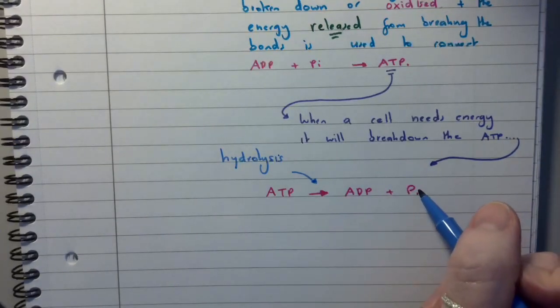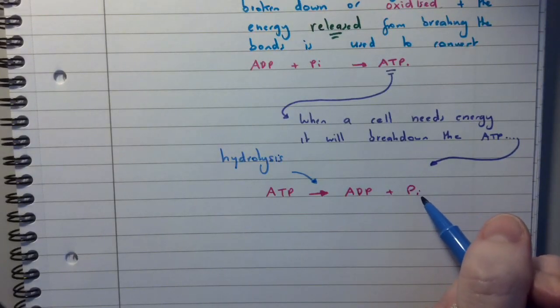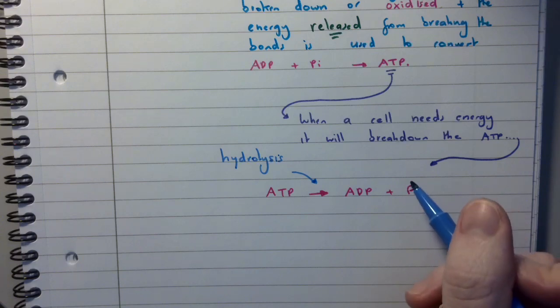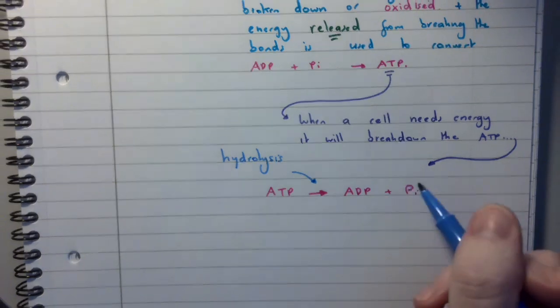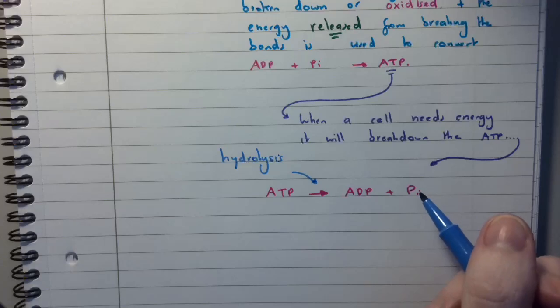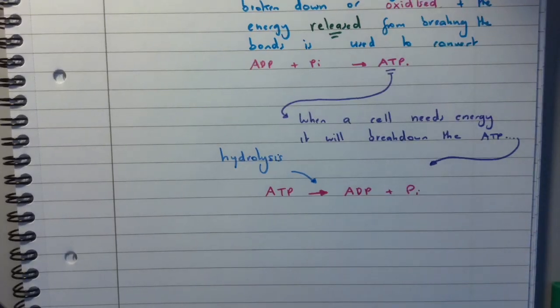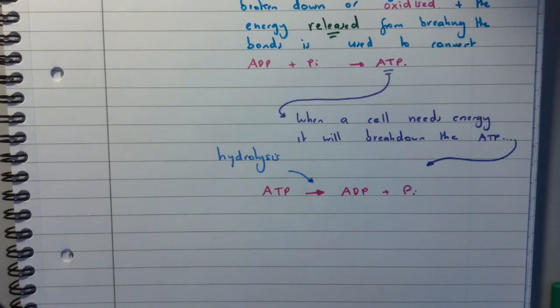Now, the reason we've got an i here, if you're not a chemist, is the i is for inorganic, which just means that the phosphate group that we're going to break off doesn't have carbon in it. And in A-level biology, we just tend to write that little i after it. Just don't let it throw you. Don't worry about it too much. Just make sure you have a little i afterwards, okay?